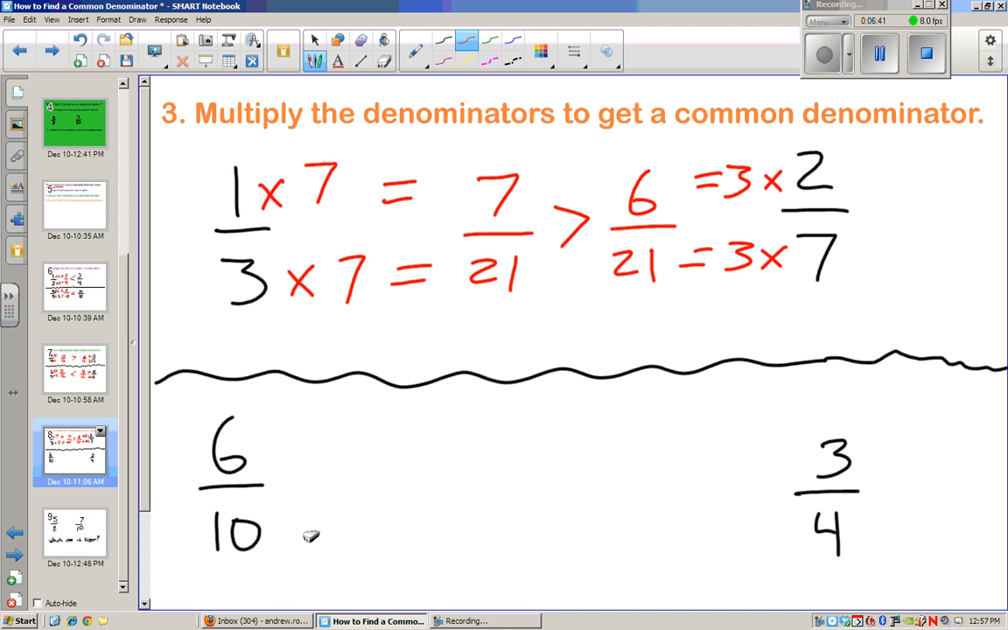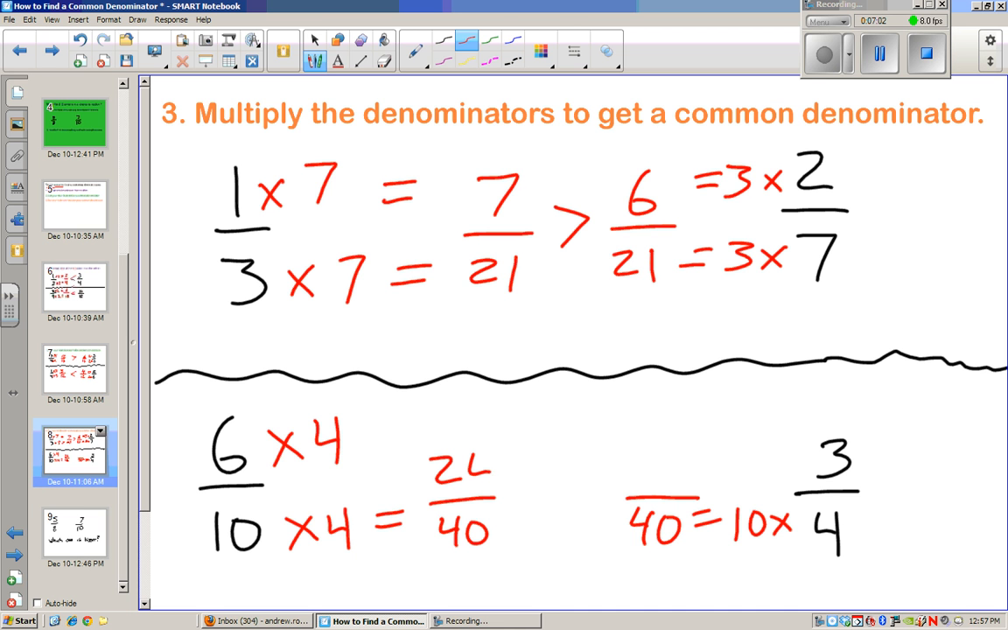Same thing down here. If I'm going to change them both, I can just do 10 times 4, which will equal 40. And I can do 4 times 10, which will equal 40. Now what I did to the bottom, I have to do to the top. 6 times 4, 24. And 3 times 10 is 30. So which one's bigger, 24 40ths or 30 40ths? 30 40ths is bigger.